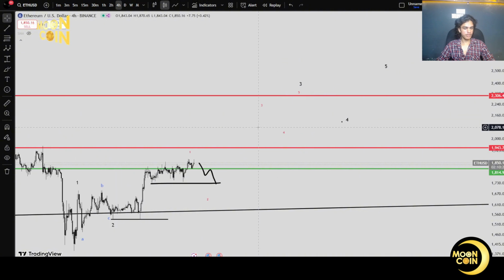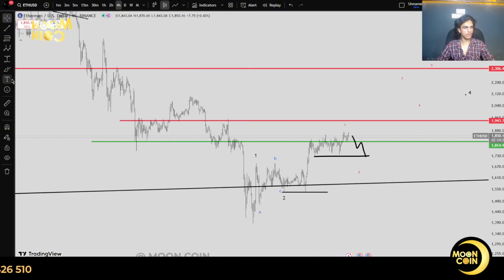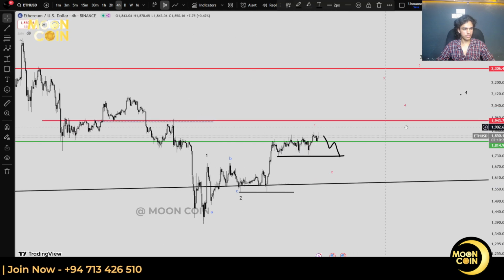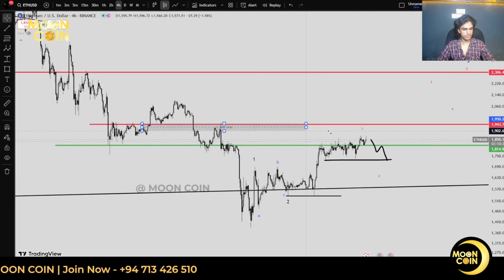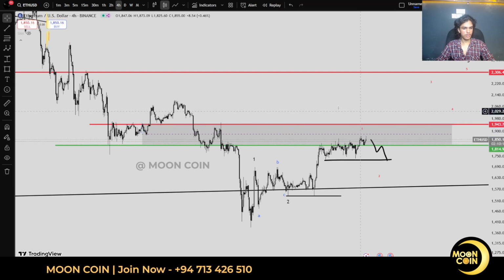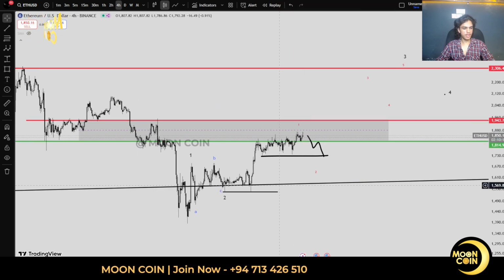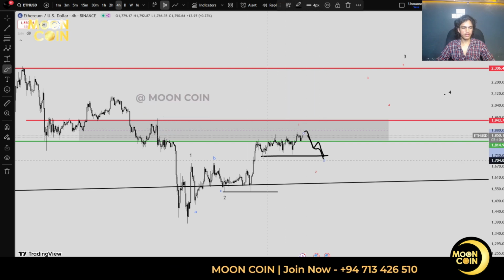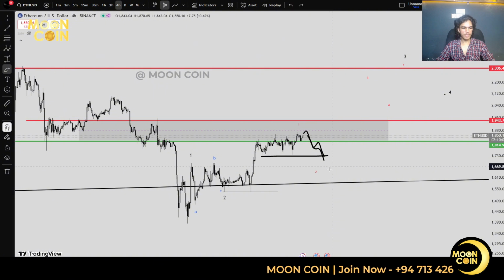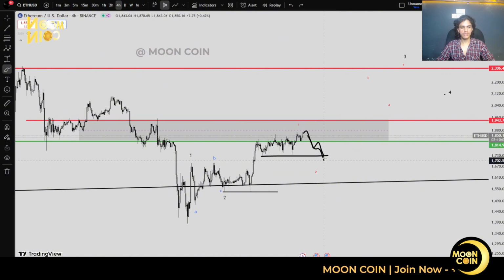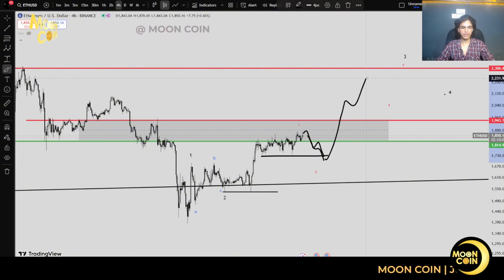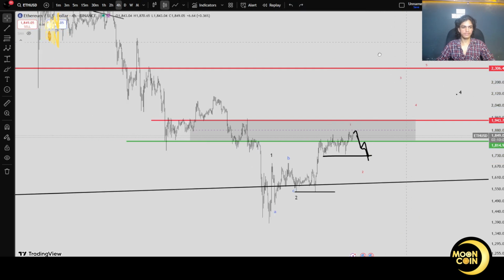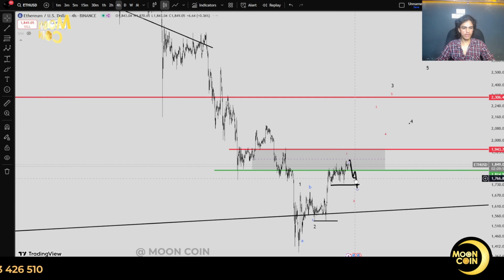Currently the market is on a good POI level. Here we have this zone. From inside this zone the market can drop for a short retest to take this low. If that happens, then we can assume that the market can go for a third wave and complete the third wave here. I want to show you one more thing.